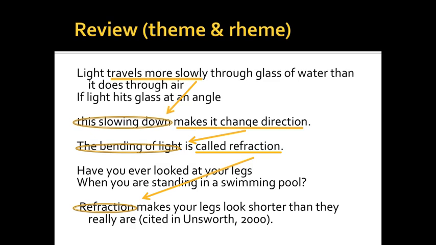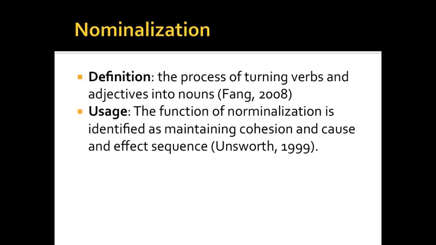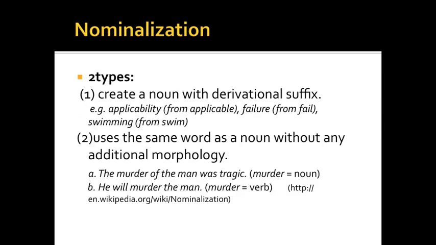our paragraph and discourse. Now today we're going to talk about nominalization, like how we put the information that appeared in the rheme of the previous sentence into the theme of the next sentence. Okay? Now we'll look at the definition of nominalization first. Nominalization is defined as the process of turning verbs and adjectives into nouns. The functions of nominalization are identified as maintaining cohesion and cause and effect sequence.